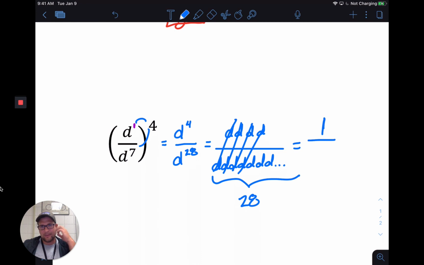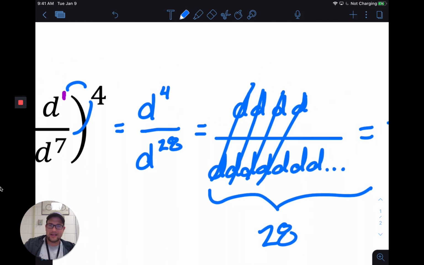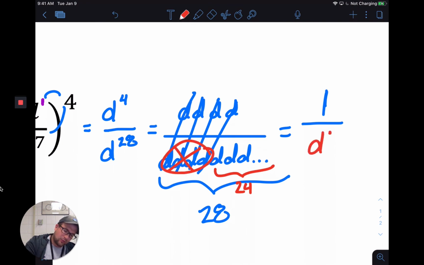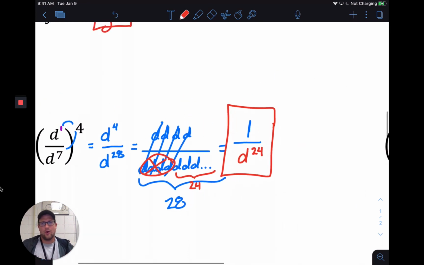And now we look at the bottom and we have to think a little bit. Well, if I had 28 d's originally and 4 of them got canceled out, wouldn't that just mean I have 24 d's left after these got canceled out? So then on the bottom, I'm really left with d to the 24th power. See, another way of thinking where we don't always need to string it out, right? Math is kind of okay like that, where you can think about things a variety of different ways.